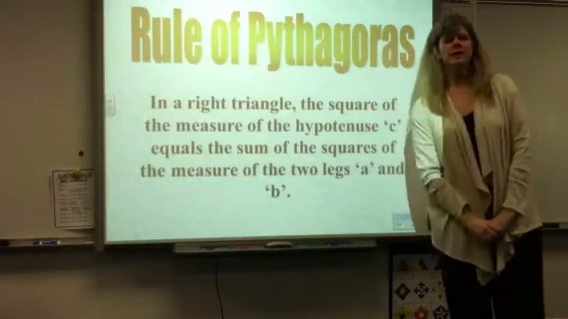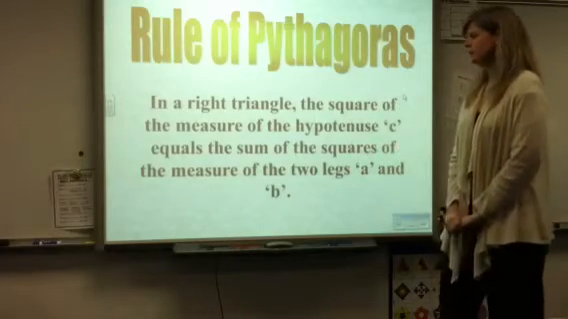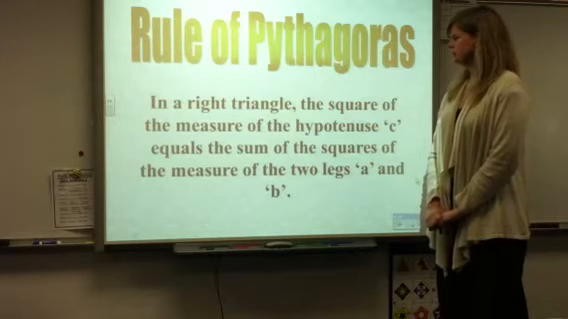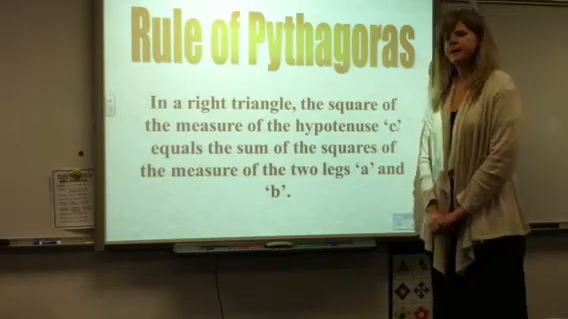Okay, so the rules of Pythagoras. Again, don't write this down. In a right triangle, the square of the measure of the hypotenuse, C, equals the sum of the squares of the measures of the two legs, A and B. Sounds crazy, but it's not.